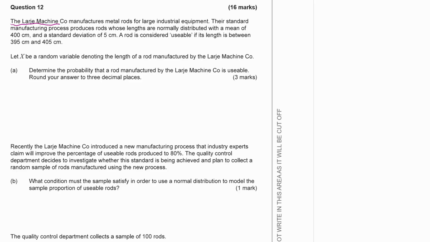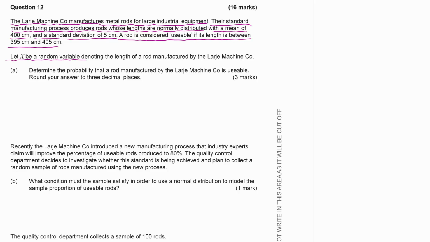The large machine company manufactures metal rods for large industrial equipment. Their standard manufacturing process produces rods whose lengths are normally distributed with a mean of 400 centimeters and a standard deviation of 5 centimeters. A rod is considered usable if its length is between 395 centimeters and 405 centimeters.